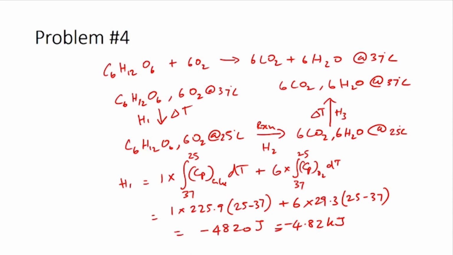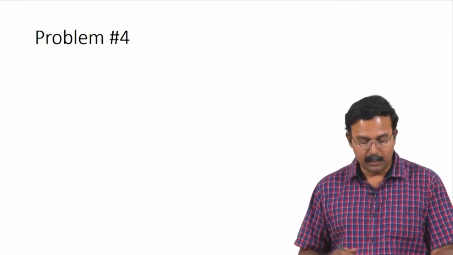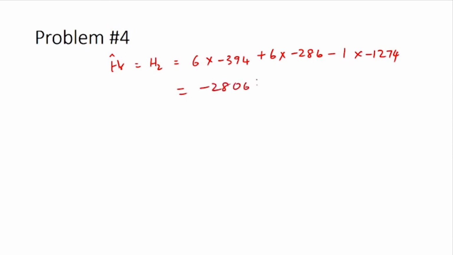Now, for calculating the heat of reaction for the second step, the standard heat of reaction can be calculated using the heats of formation that have been given. However, I am not going to go through the calculations here, this is just the reverse of the reaction which we have looked at. So, we can easily do this calculation. I will just give a one line explanation for what we are doing. The heat of reaction, which is H2, is equal to 6 times minus 394 plus 6 times minus 286 minus 1 times minus 1274, giving us a value of minus 2806 kilojoules.